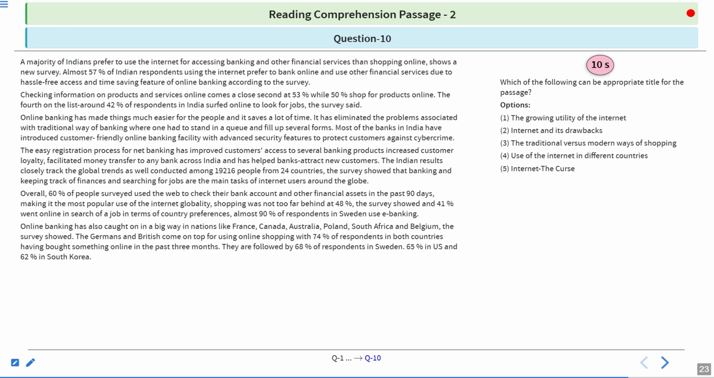This is the same passage, and the question is: which of the following can be an appropriate title for the passage? Options are: the growing utility of the internet. The second one is internet and its drawbacks. The third one is the traditional versus modern ways of shopping. The fourth one is use of the internet in different countries. The fifth one is internet, the curse. I hope you understood the options, and you have 10 seconds to choose accordingly.